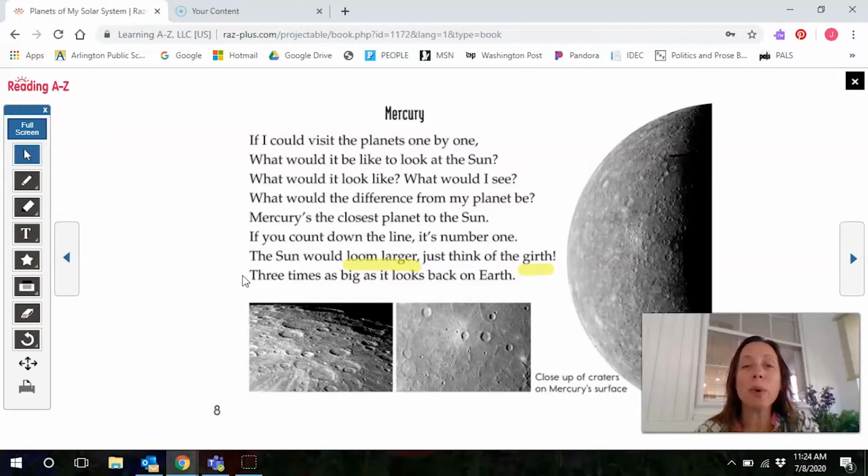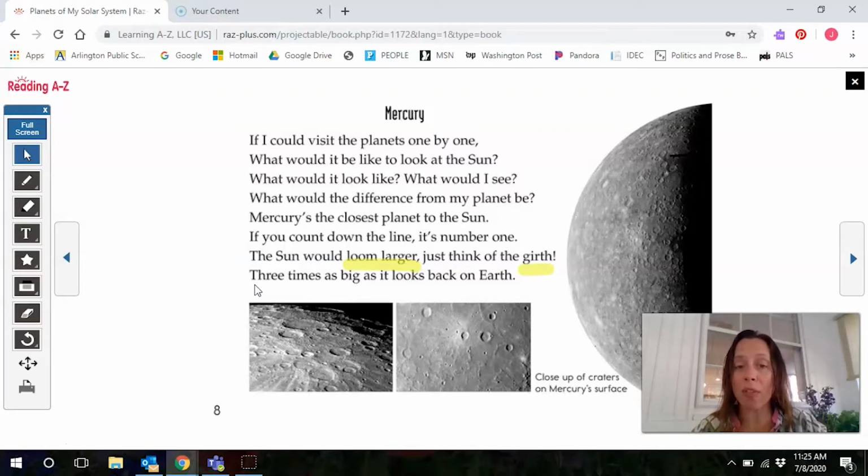Okay, so as we were reading this poem, it's asking lots of questions. And it's telling us that if you're Mercury, you are looking right at the sun. What would it look like when you look at the sun? Because remember, Mercury's the closest planet. And so it says the sun would loom larger. Just think of the girth. 3 times as big as it looks back on Earth. Ooh, this line at the bottom is a clue.